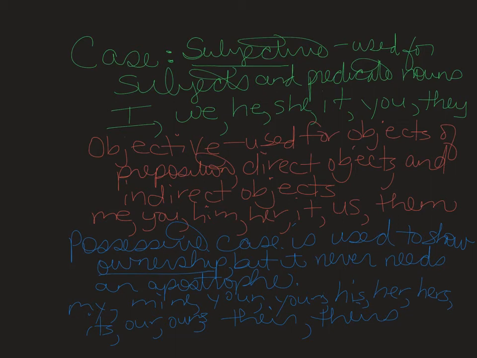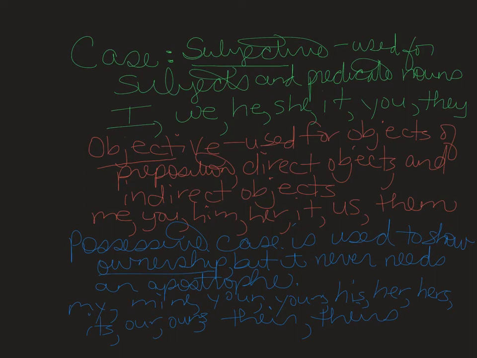Then we have objective pronouns. Objective case pronouns are used for objects, such as objects of preposition, direct objects, and indirect objects. Examples of objective case pronouns are me, you, him, her, it, us, and them. And then finally on the cases, possessive case pronouns. Possessive case is used to show ownership, to show that something belongs to someone or something, okay?